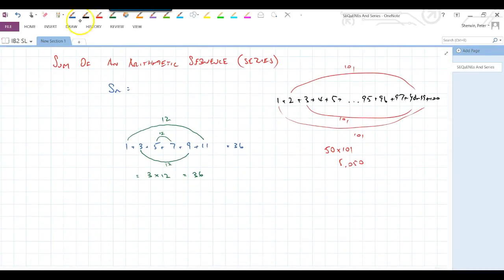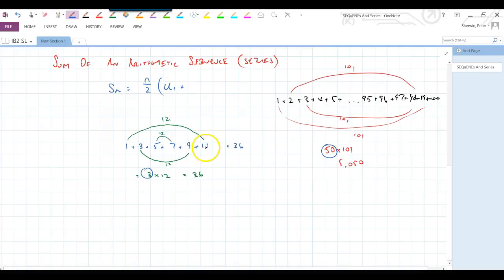So what that lends itself to is a formula that says, right, the number of terms. If we've got 6 terms, it's going to be 3 pairs, isn't it? So we're going to halve the number of terms, n over 2. Over here, the 50 represented half of the 100 terms. The 3 represents half of the 6 terms. So n over 2. Now we multiply that by the first term, this one here, plus the last term.